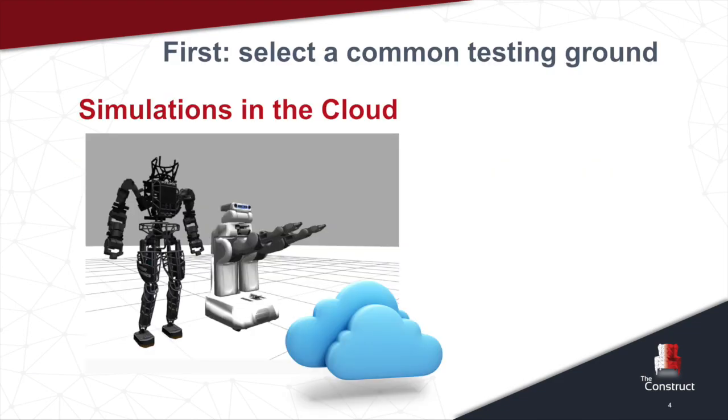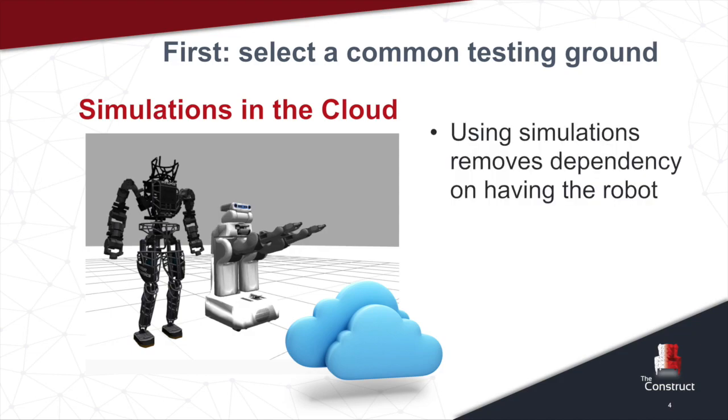And for that, we have divided the process into three steps. The first one, in order to achieve this goal, is to select a common testing ground. And for that, we have decided to use simulations, robot simulations, and those simulations have to be on the cloud.